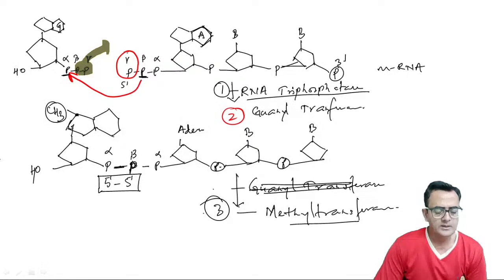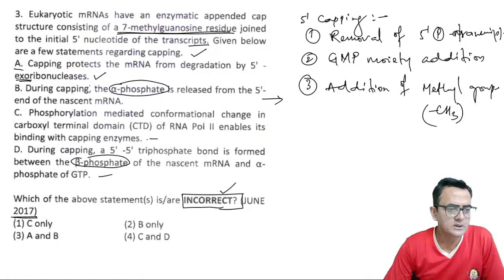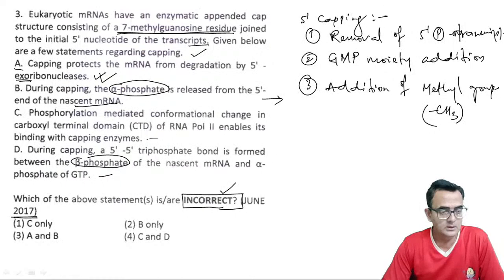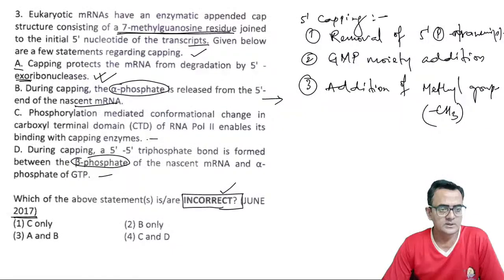Now we come back to the question. The question is: the capping protects the mRNA from degradation by 5' exoribonuclease. This is correct. During the capping, alpha phosphate is released from the 5' end of the nascent mRNA. No, this is not correct. Gamma will be released out, so this is the wrong statement.